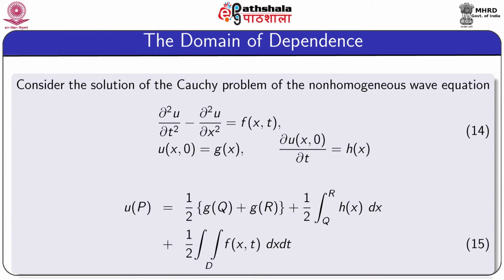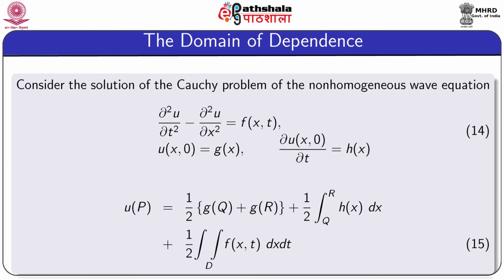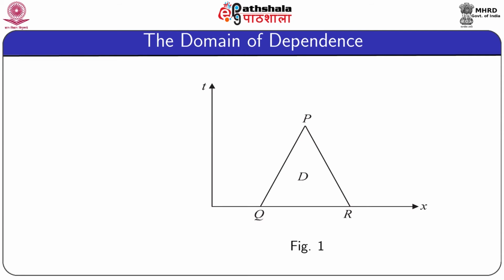If we see the figure, this is our P. We want to find the value of u at the point P. So, its value depends on the value of g at Q and R. That means the value of g at the point Q and at the point R, and we have to know the values of h along the interval Q to R. So, h is prescribed along the interval Q to R, and the value of the integral of f over the region D, where D is the region bounded by the lines PQ, QR and RP.